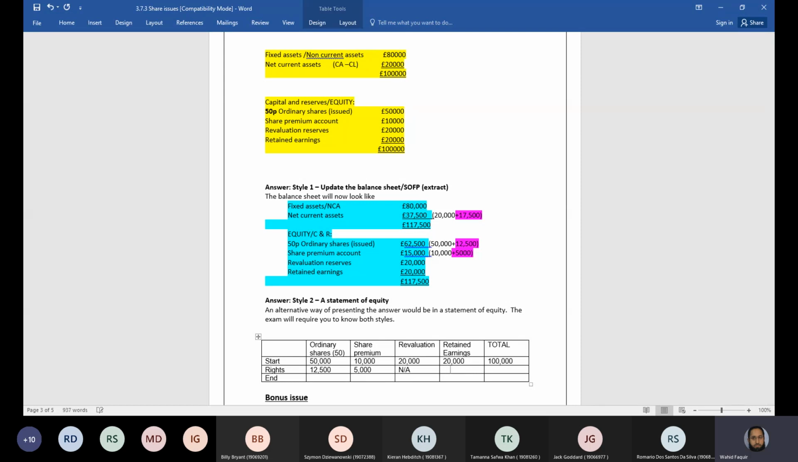You don't have to put this, but again, it's annoying to have blank boxes. Just put a dash or not applicable. You've got to add those across. 17,500. And then add down for each of the columns.